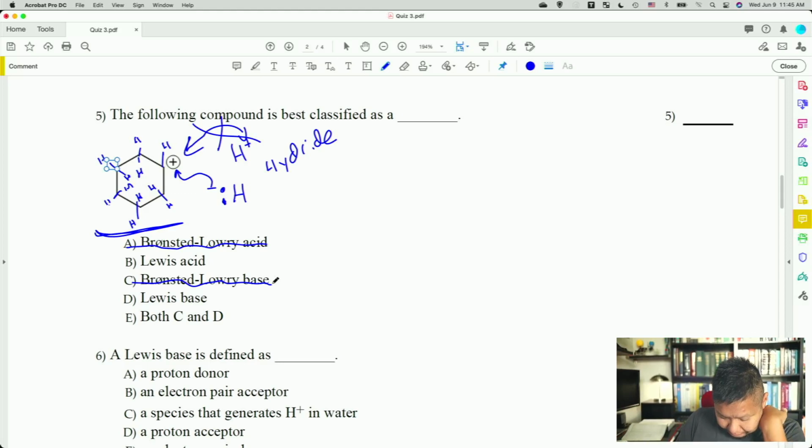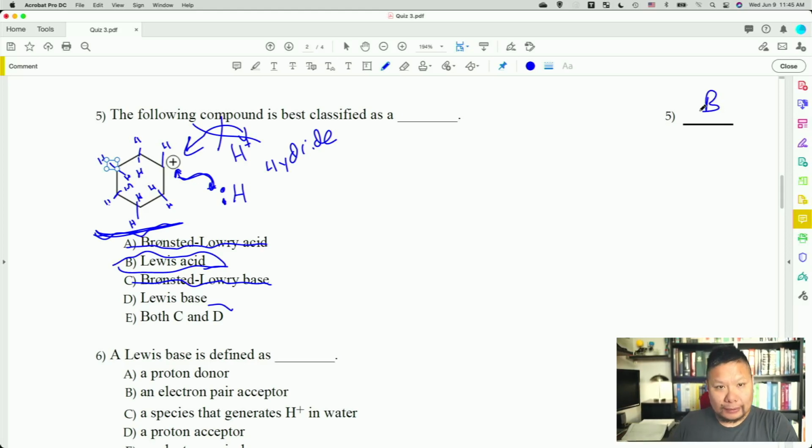What is a Lewis acid? A Lewis acid is something that receives electrons. And a Lewis base is something that donates electrons. So what is the cyclohexane doing right here? The cyclohexane is receiving electrons from the hydride. So the cyclohexane is a Lewis acid. What letter is that? B. Sorry, I forgot my alphabet for a second.